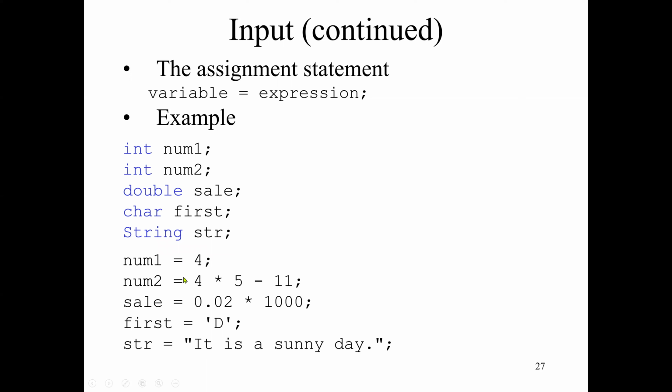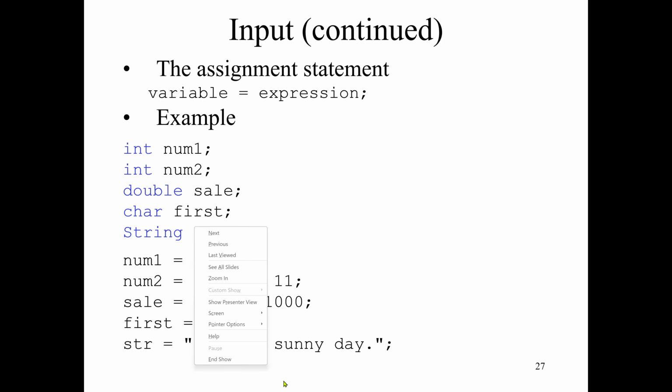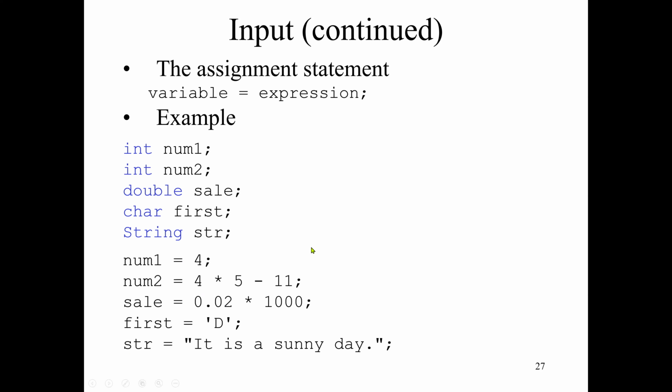So the equal sign here is called the assignment operator. Everything on the right side is assigned to the variable on the left. So remember, first is a variable of type char, so we assign the character D. We have to be careful. If I assign only D or 4 to first, I may get an error because the data type is char. I need to assign and store a value of type char to it.